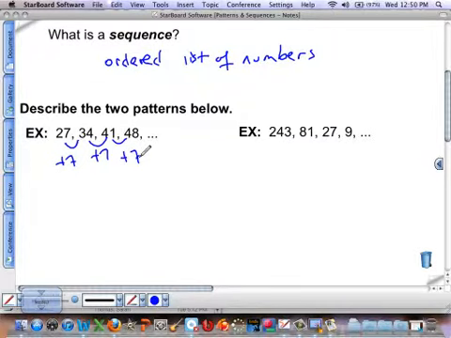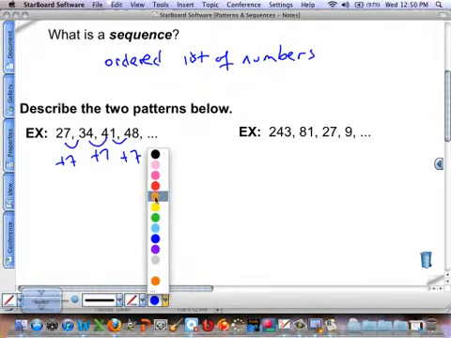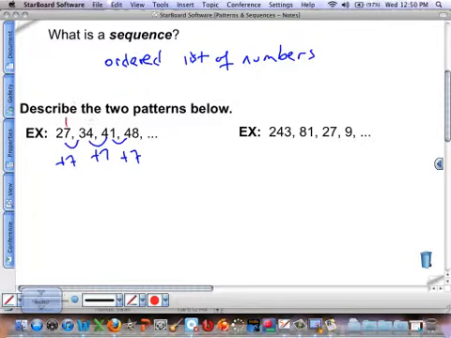By the way, when we talk about terms, this is term 1, term 2, term 3, term 4. So what do we notice about terms? What makes something a term? Position and place in the order. Yes, the position in the order, right? We separate terms using which punctuation? Commas.